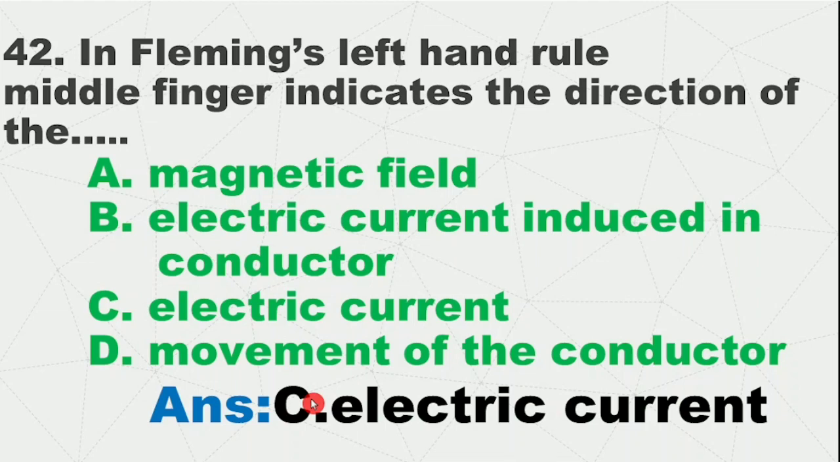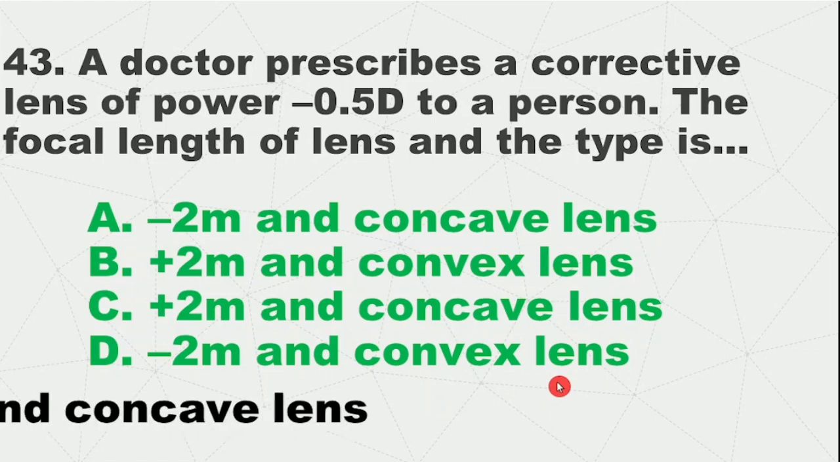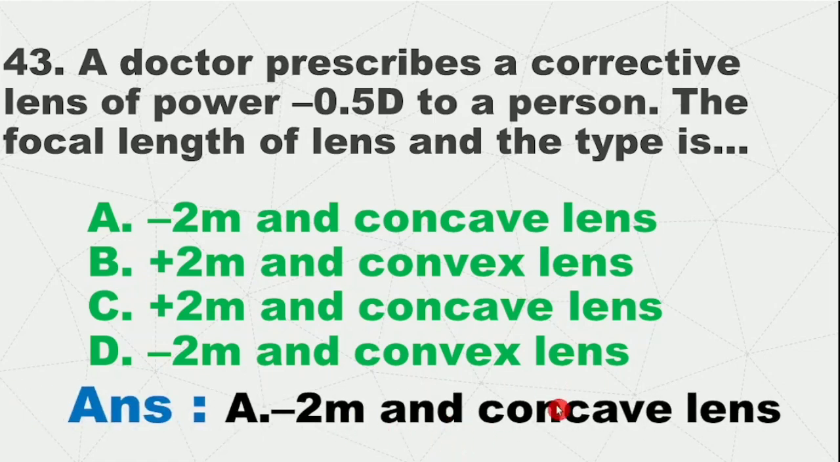Question number 43. A doctor prescribes a corrective lens of power minus 0.5D to a person. The focal length of the lens and type. They are asking what the focal length is and which type of lens they are going to use. So we have 4 options: minus 2M and concave lens, plus 2M and concave lens, plus 2M and convex lens, minus 2M and convex lens. The correct answer is option A, minus 2M and concave lens. They are using a concave lens.